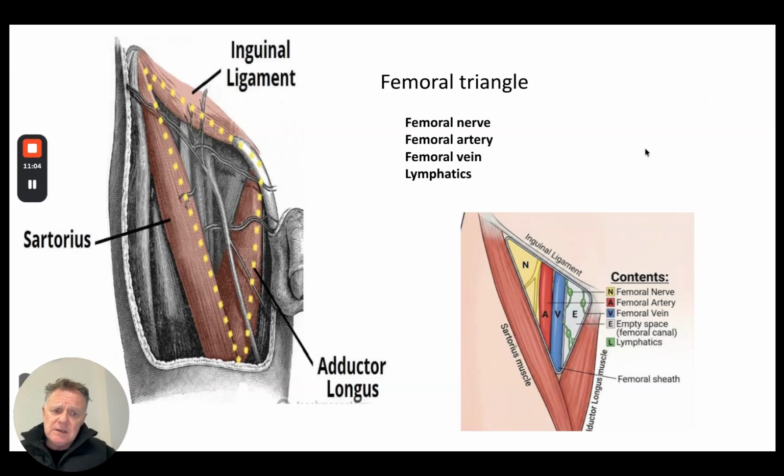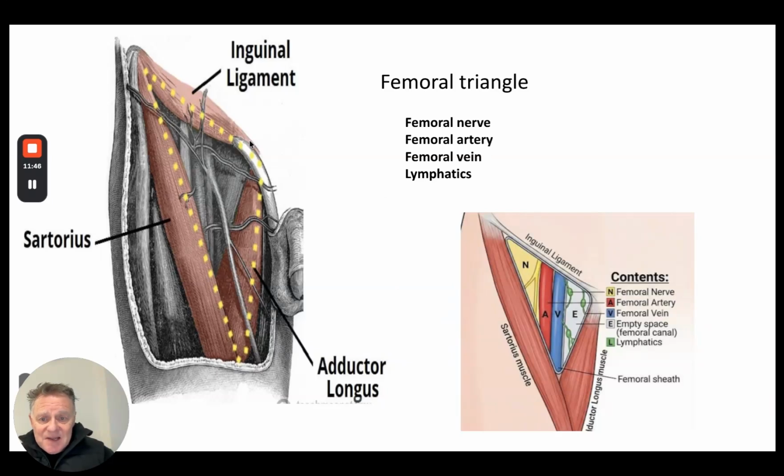Femoral triangle is in the anterior aspect of the thigh, and so the borders of the femoral triangle include what is known as the inguinal ligament. Now, the inguinal ligament runs from the lateral aspect of the pelvis down to the pubic crest, right? So the ligament runs from the lateral aspect of the pelvis anteriorly down to the pubic crest. Medially, we've got the adductor longus, and laterally sartorius, that make up what is referred to as the femoral triangle.